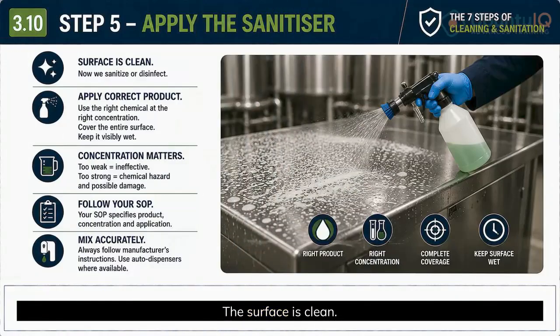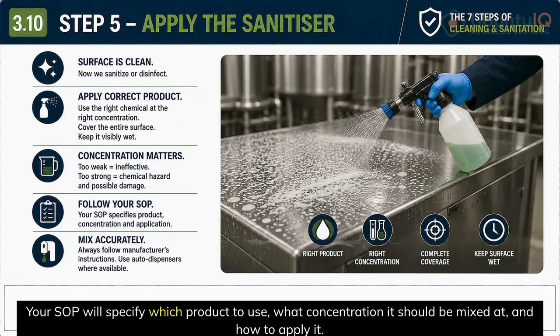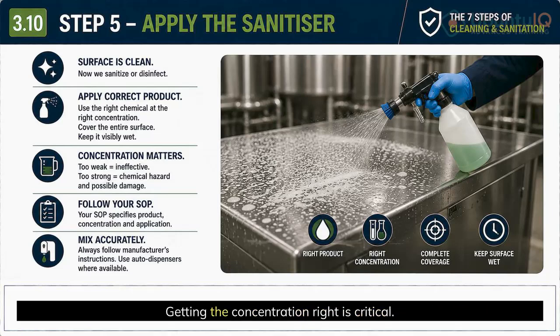The surface is clean. Now we move into step 5, sanitizing or disinfecting. We apply the correct chemical at the correct concentration to the entire surface, making sure every part of it is covered and visibly wet. Your SOP will specify which product to use, what concentration it should be mixed at, and how to apply it. Getting the concentration right is critical.